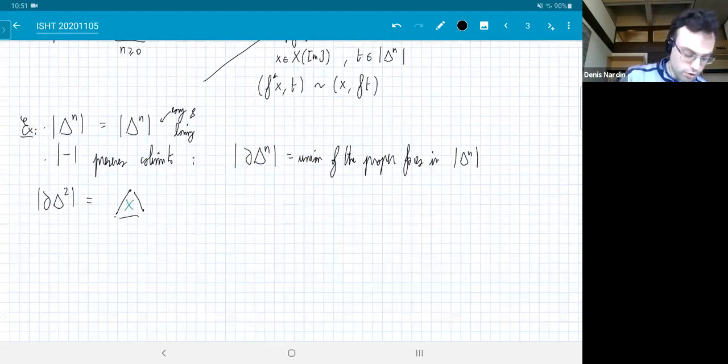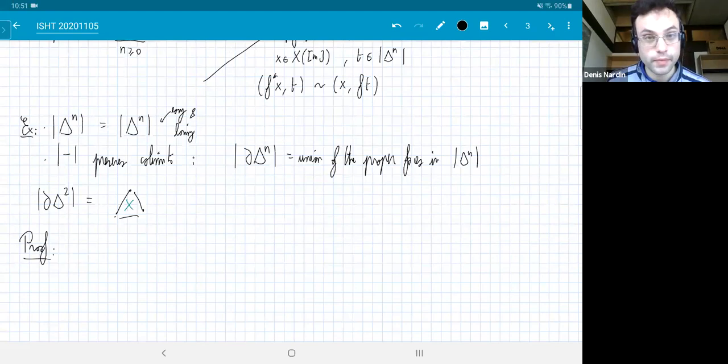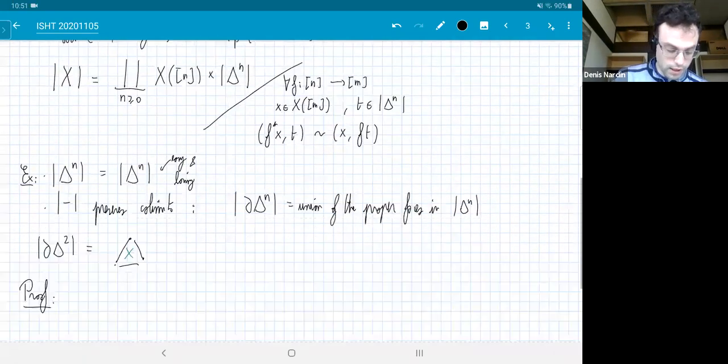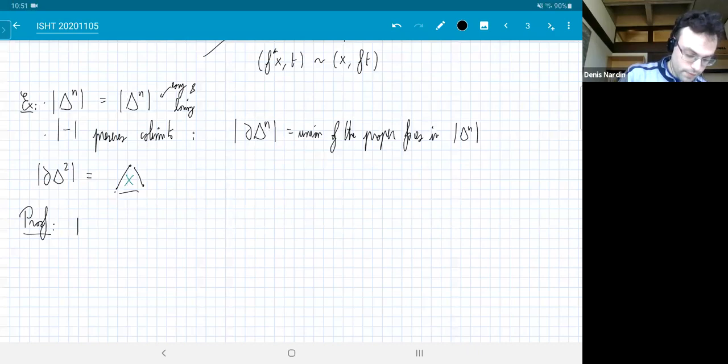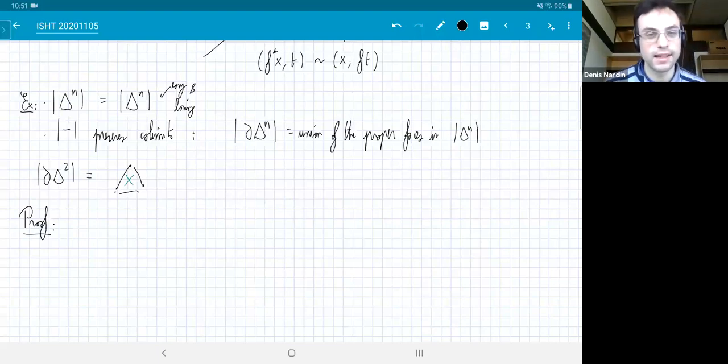But maybe I should say a few words about the proof of this adjunction statement. So we have, well, this is a lot easier with ends and coends. Of course, this is a one-line proof if you know what an end and a coend are. But let me be precise.